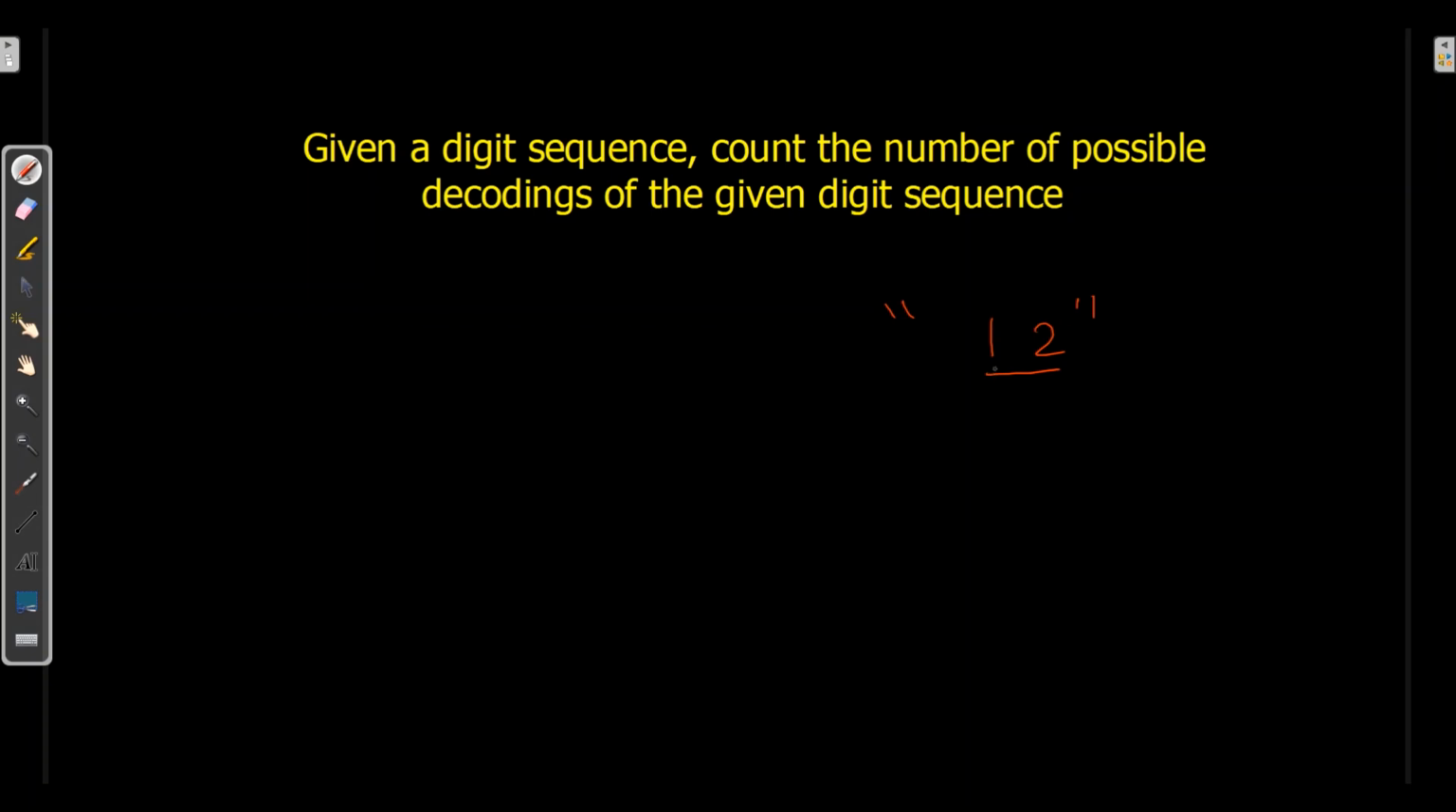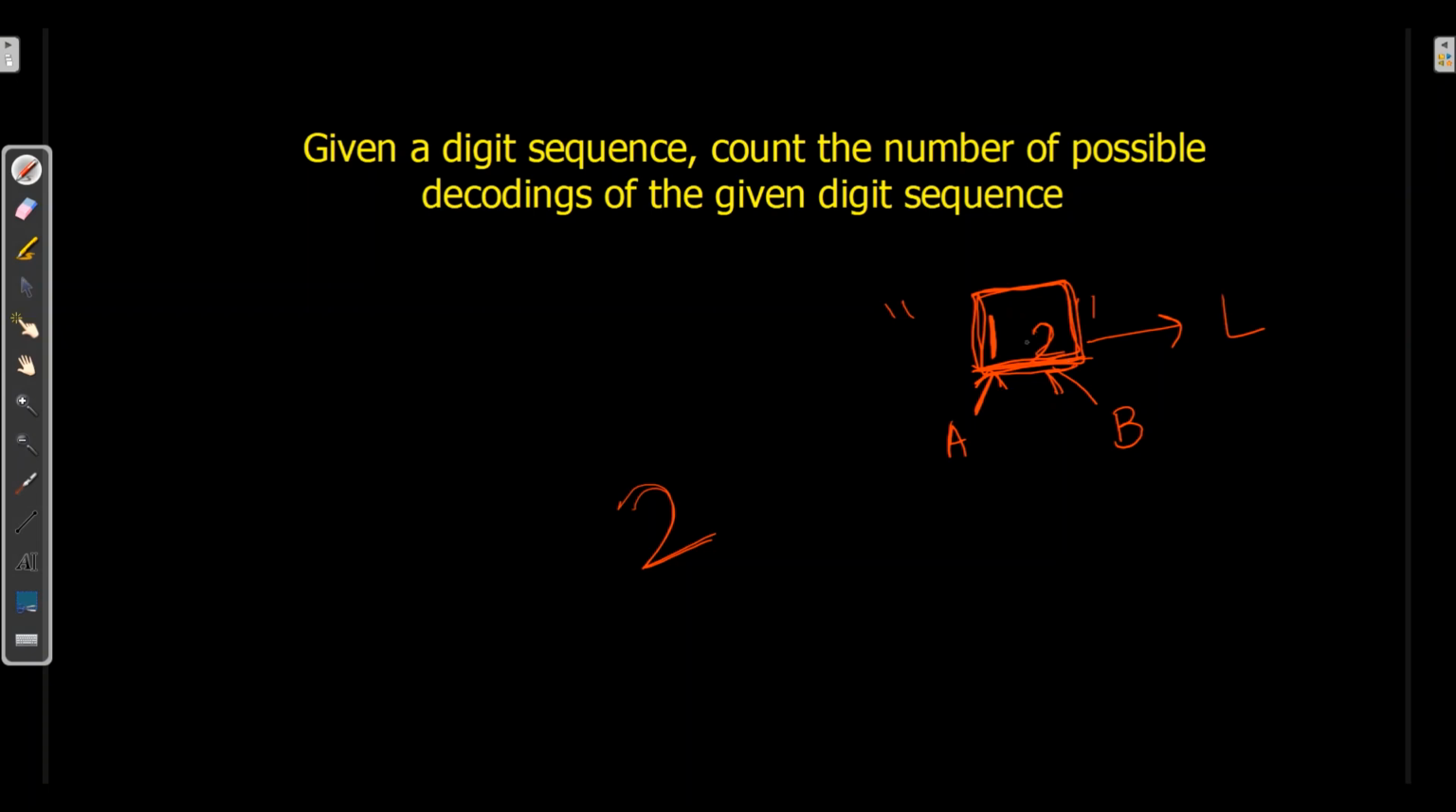First of all, we will have a single digit decoding. Here we check the number with respect to alphabets. 1 is A and 2 is B alphabetically, and this is by single digit. But if we see by two digits, 12 is also in our alphabet series. 12 represents L. So we can say there are two possible ways to decode 12.